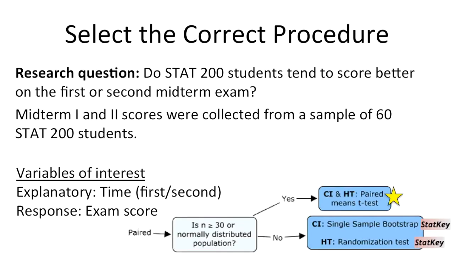So our data are paired. Every student took the two exams. Our sample size is 60. So we can go on the top branch here, and we're going to conduct a paired means t-test. This is also sometimes known as a dependent means t-test.